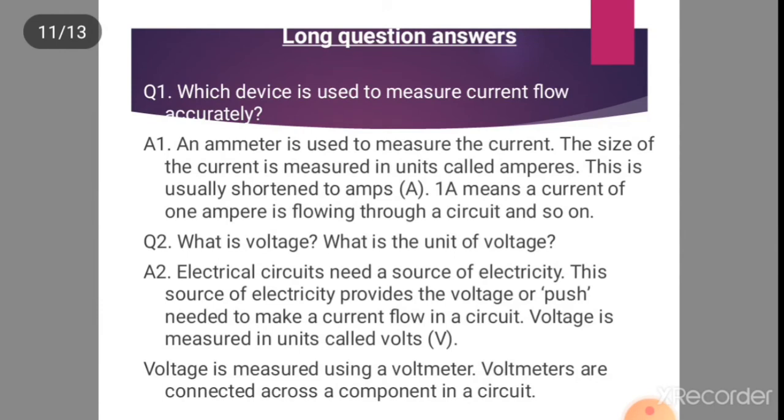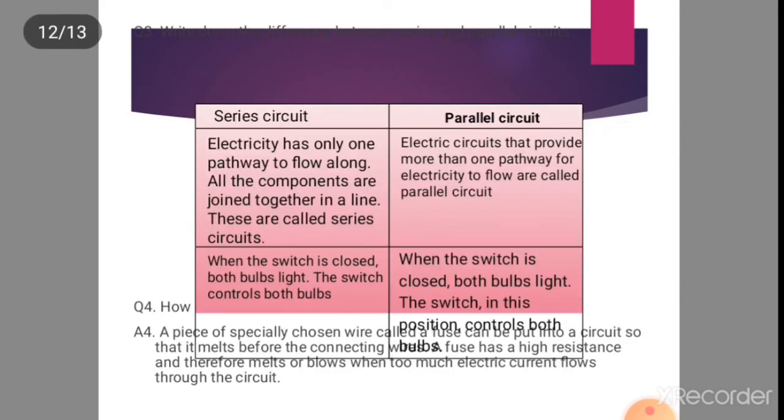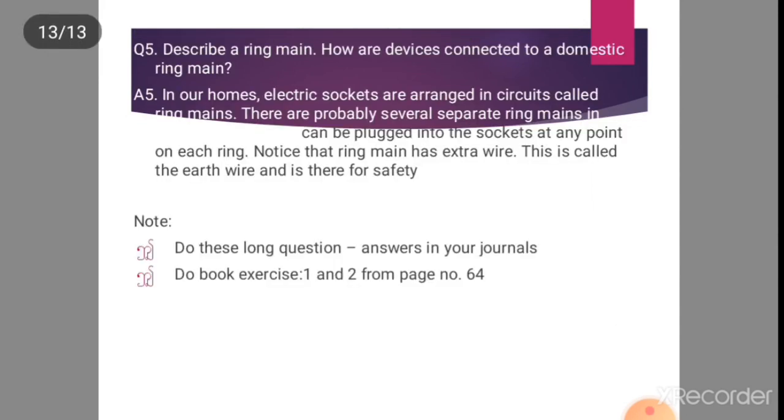Now you have to do the long question answers which I have given you in this presentation. You have to copy down these question answers in your journals. This is question number 1 and 2. On the next page there are questions number 3 and 4, and on the next page there is question number 5. You have to do all these questions in your journals, and after doing the long question answers you have to do book exercise 1 and 2 from page number 64.